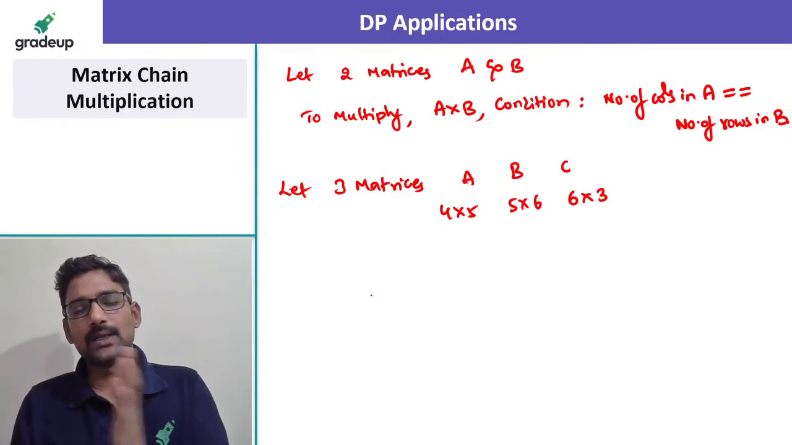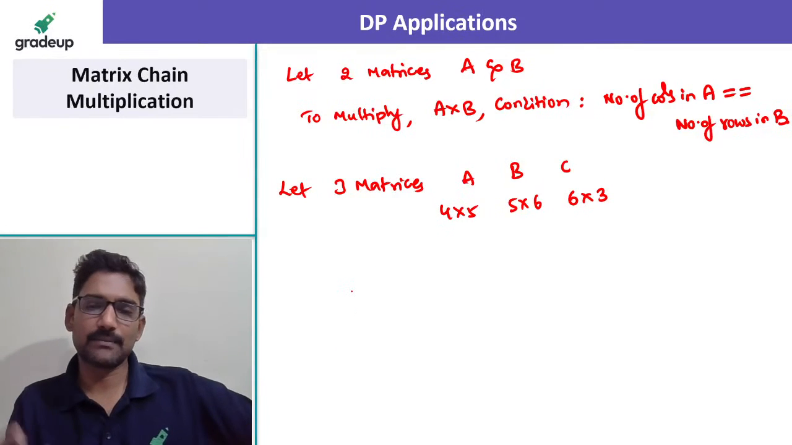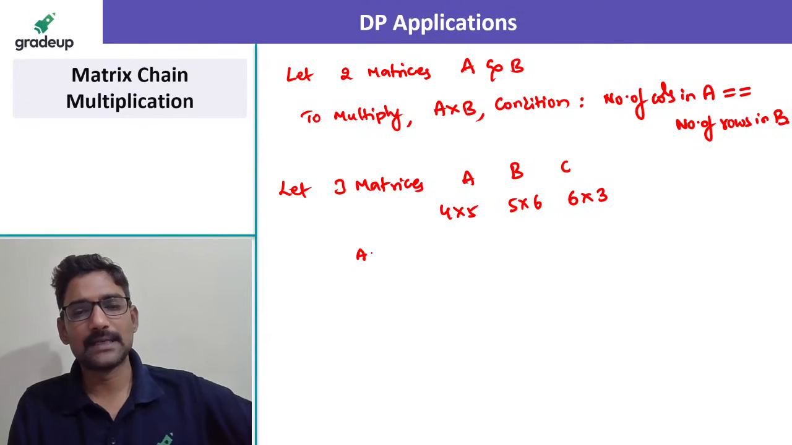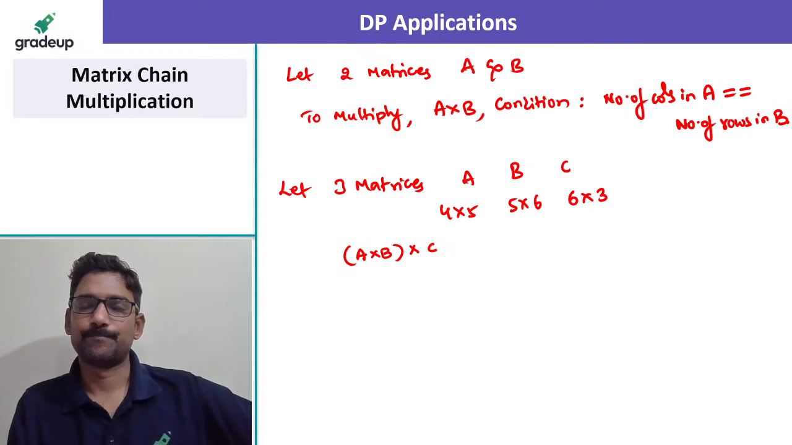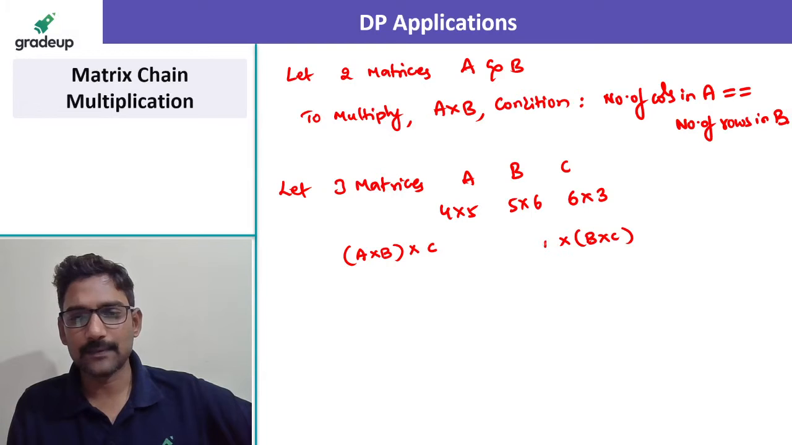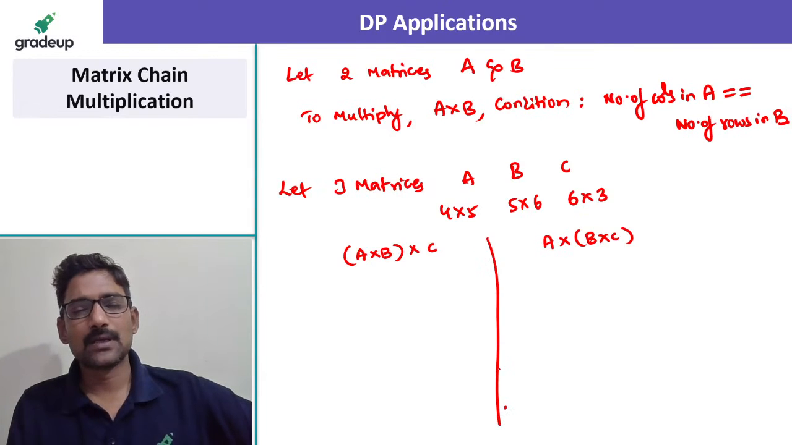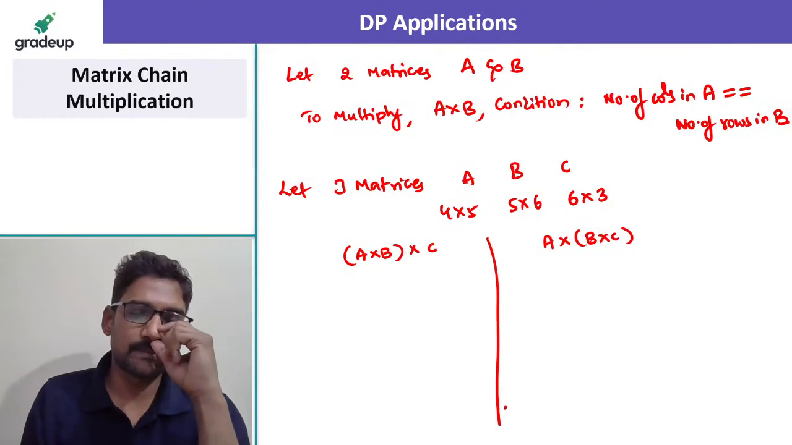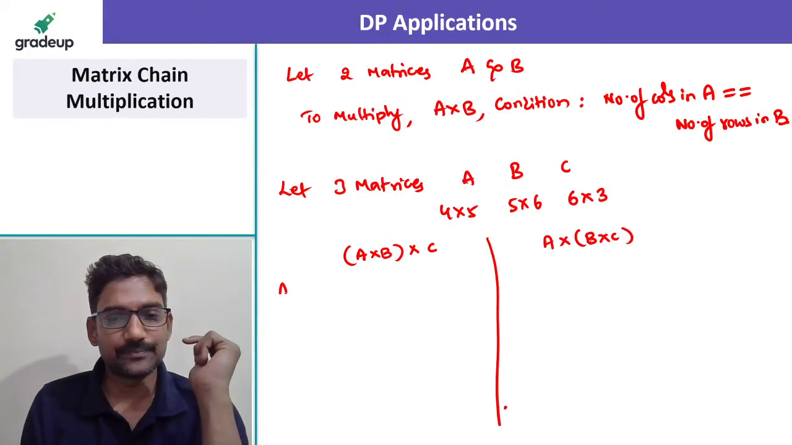Now, what are the possible ways you can multiply these? One possible method is you can multiply first A and B, then you can multiply that with C, or you can multiply B and C first, that you can multiply with A. Sir, how do they differ? See how they differ.